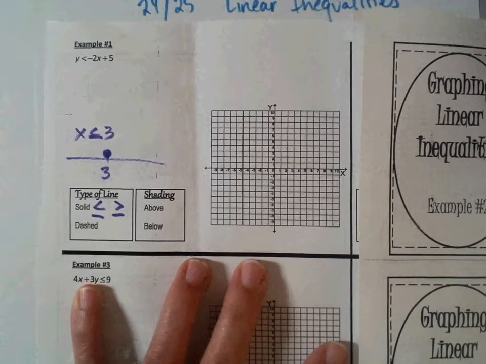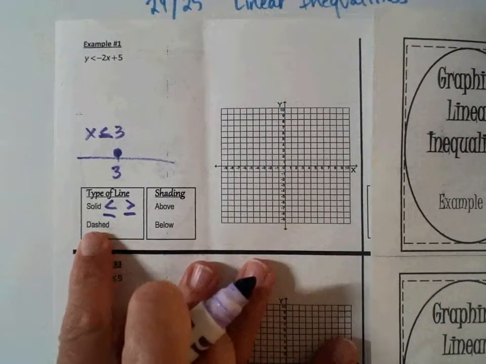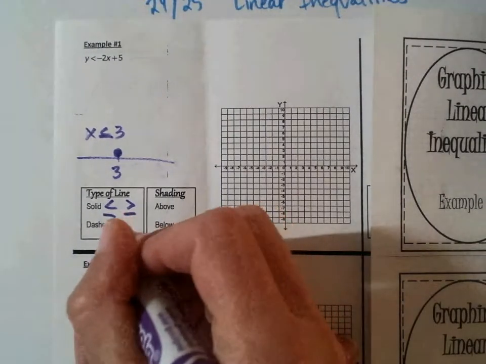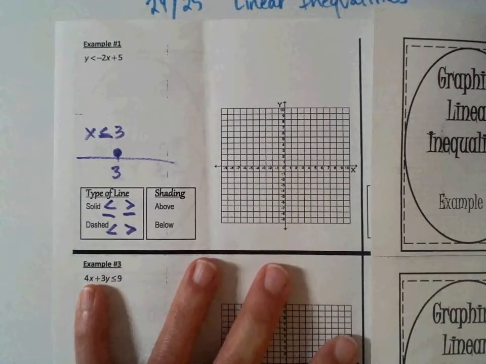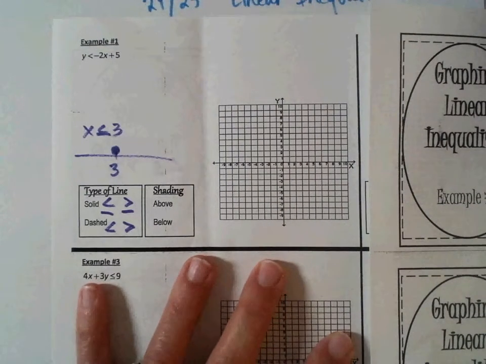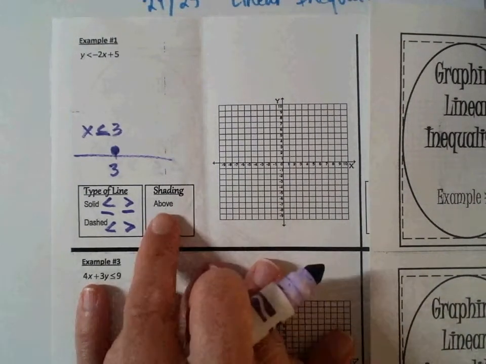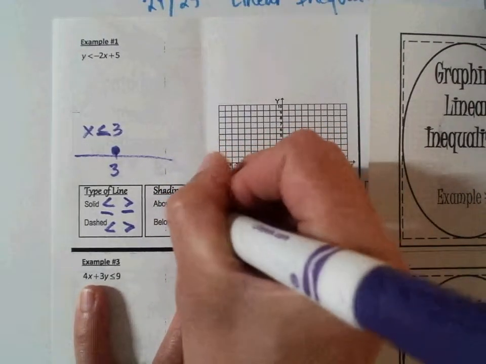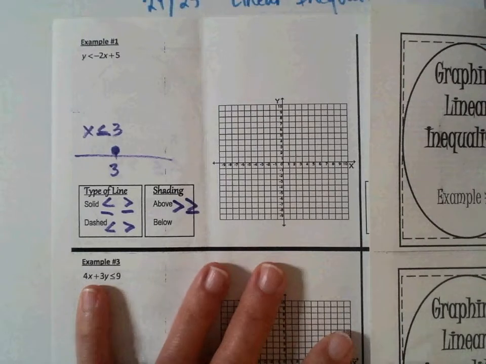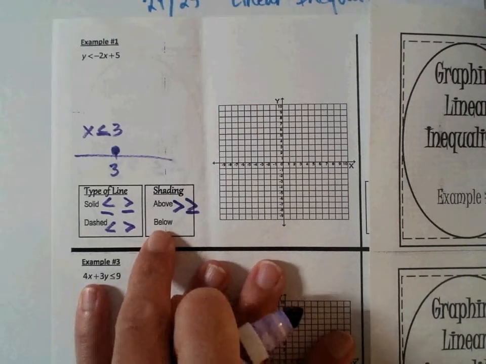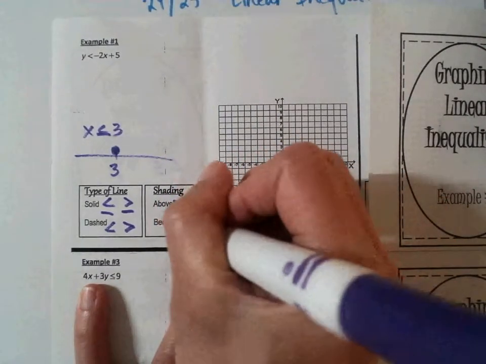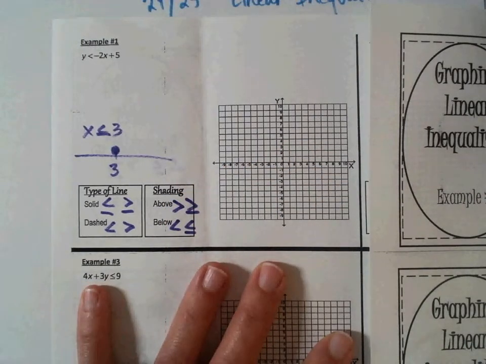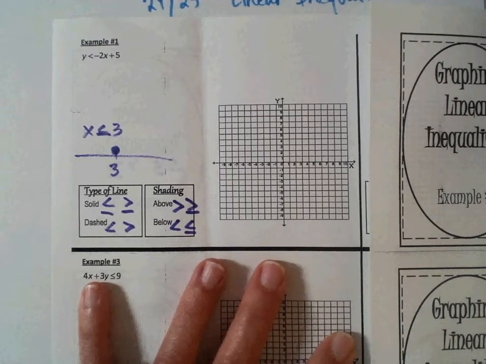When do you have dashed lines? That's like the open ones. That's if it's only less than or only greater than. What about your shading? You shade above your y-intercept if it's greater than or equal to. You shade below your y-intercept if it's less than or equal to.